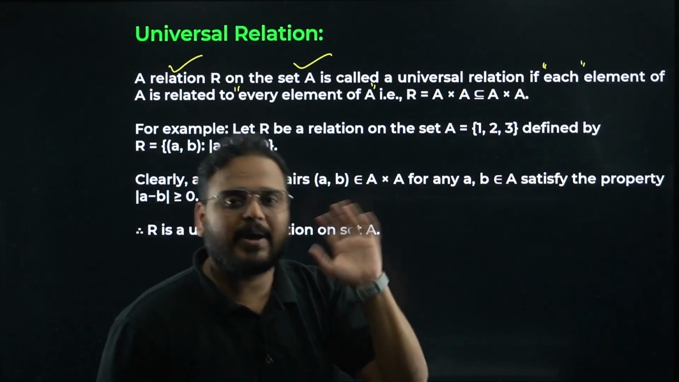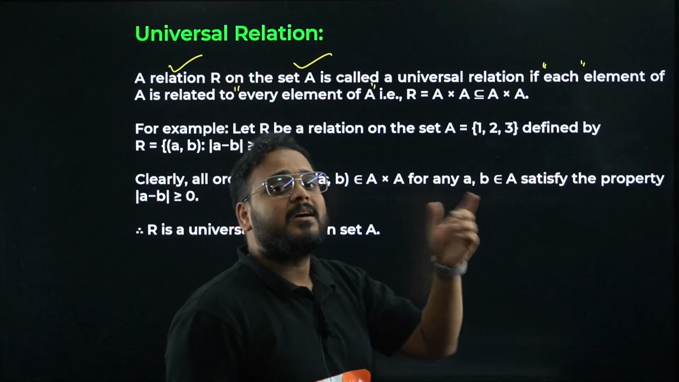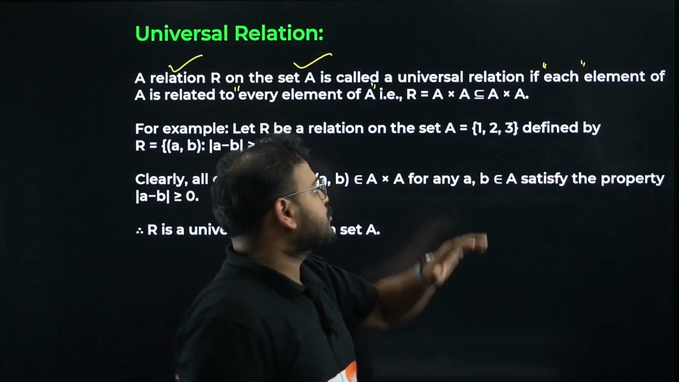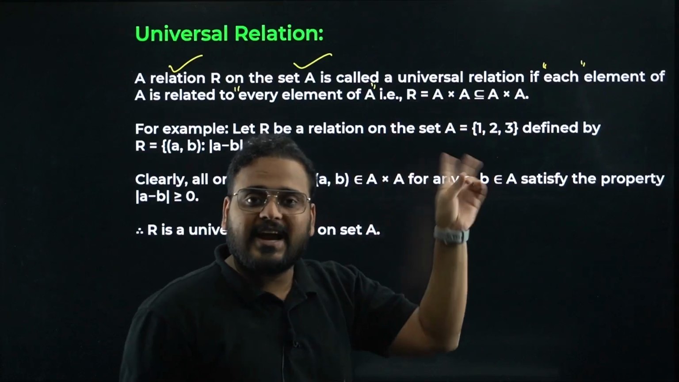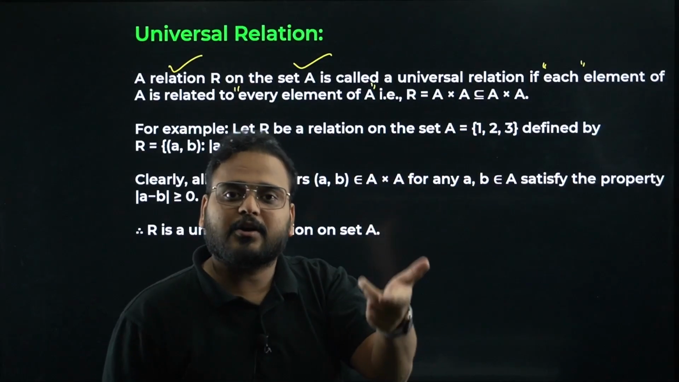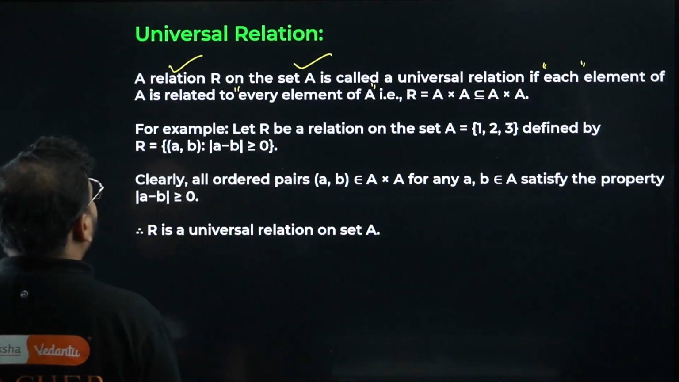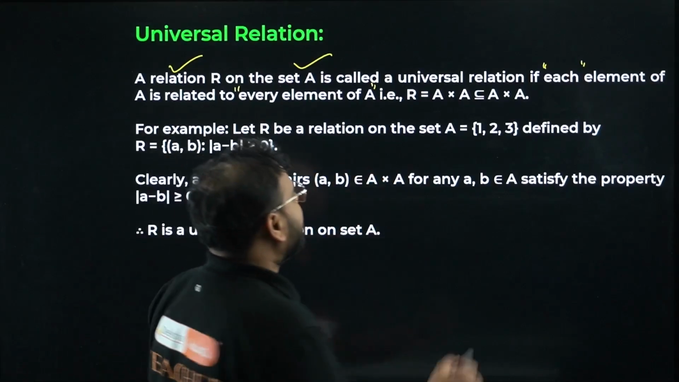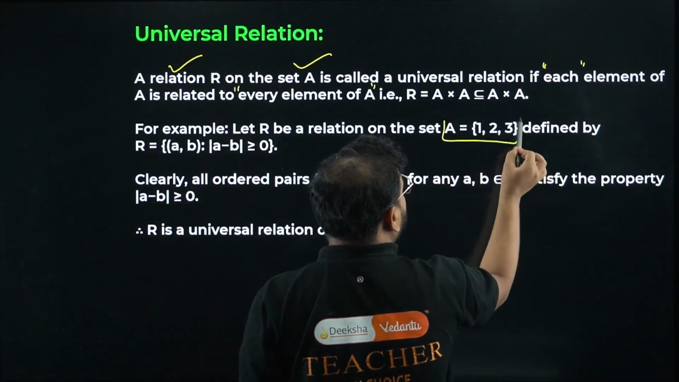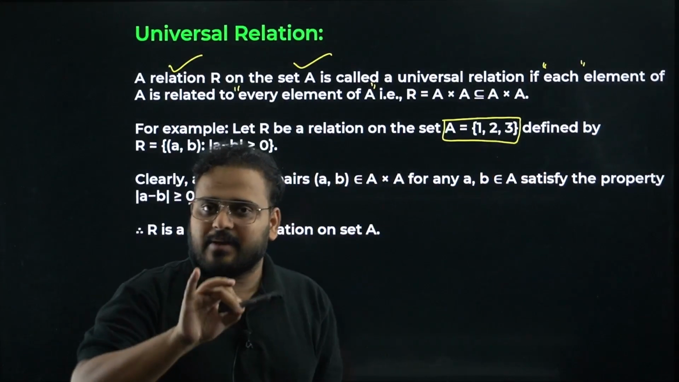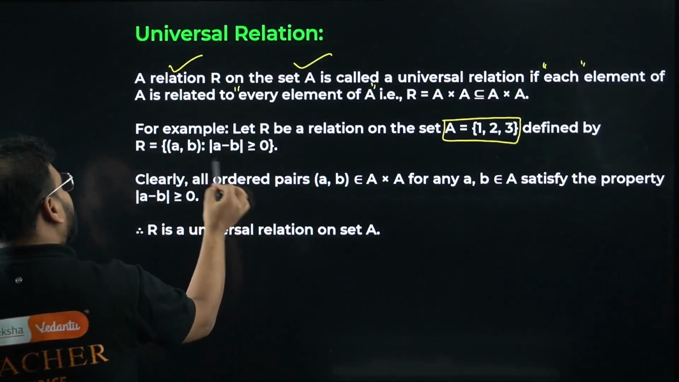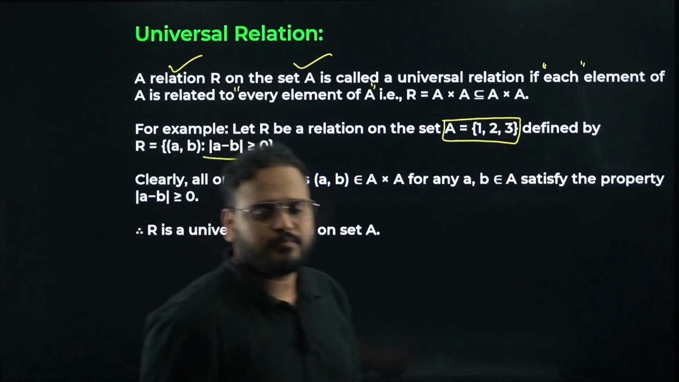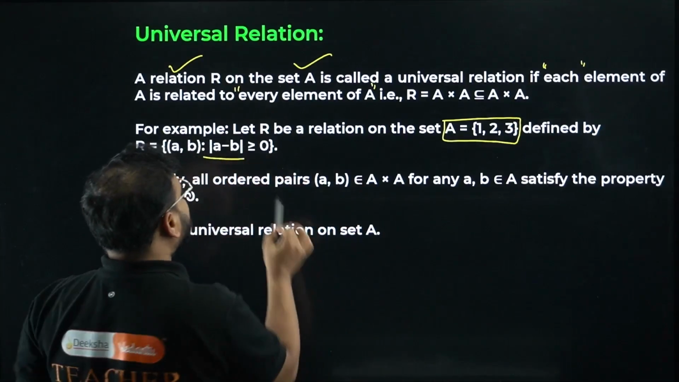So for all the ordered pairs possible, what is an ordered pair? The Cartesian product of the sets, right? So if you take that, you get all the ordered pairs from set A to set A, and those will be part of the relation R. Think about it. Let's take the case where our set is defined as 1, 2, 3. The set has 3 elements: 1, 2, 3. Then the relation is defined like this: the modulus of the difference is always more than or equal to 0.